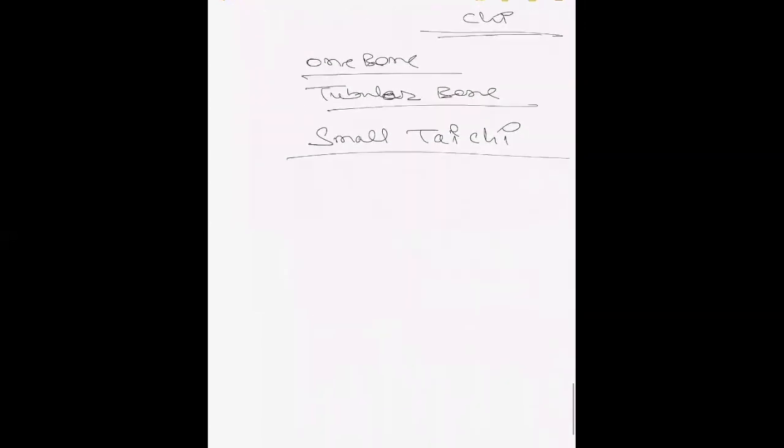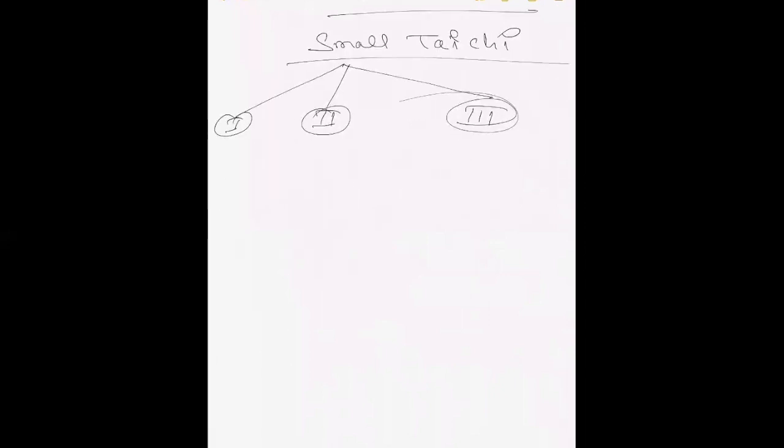So small Tai Chi has three parts. One, two, three. As per part number one, we are doing the treatment of all problems in just one bone, any bone. Part number two, we are doing the treatment of whole body just in the face.